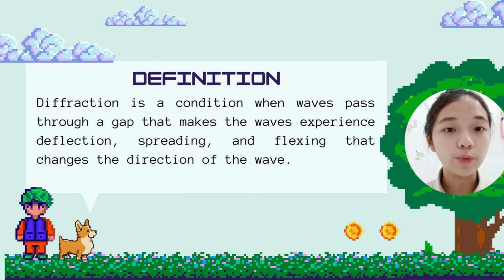Diffraction is a condition when a wave passes through a gap that becomes a barrier. When the wave passes through it, this can cause the wave to experience deflection, flexing, and spreading that cause the changing of direction of the wave.